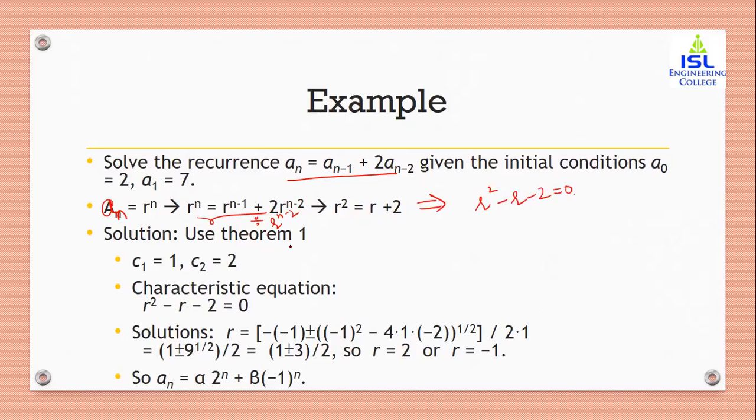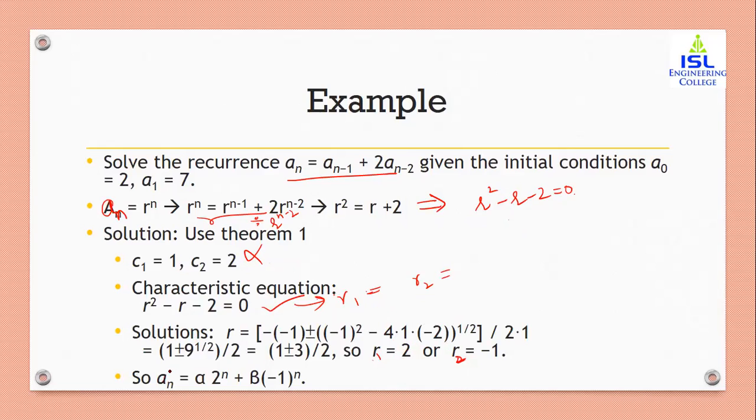Now using the theorem, we know that C1 and C2 are constants, here 1 and 2. This is not really important. We just need to find the characteristic equation, which is given over here. Now for this equation, you have to find the roots. What are r1 and r2? You can take r1 as 2 or you can take it as minus 1. Both of the numbers can be taken vice versa also.